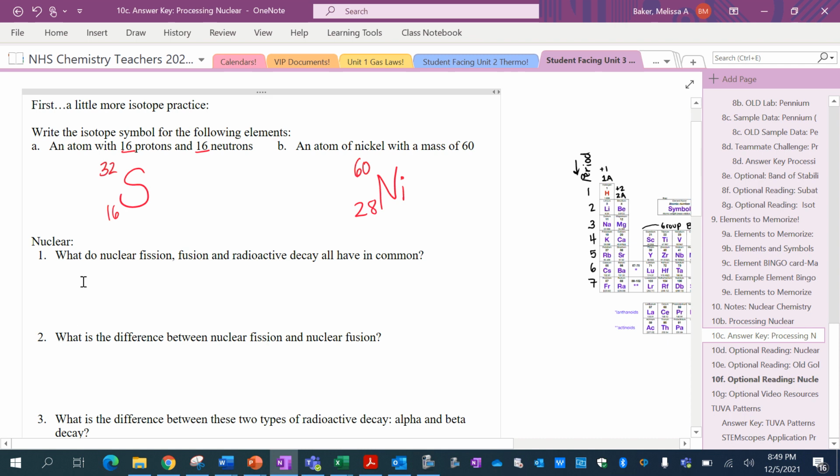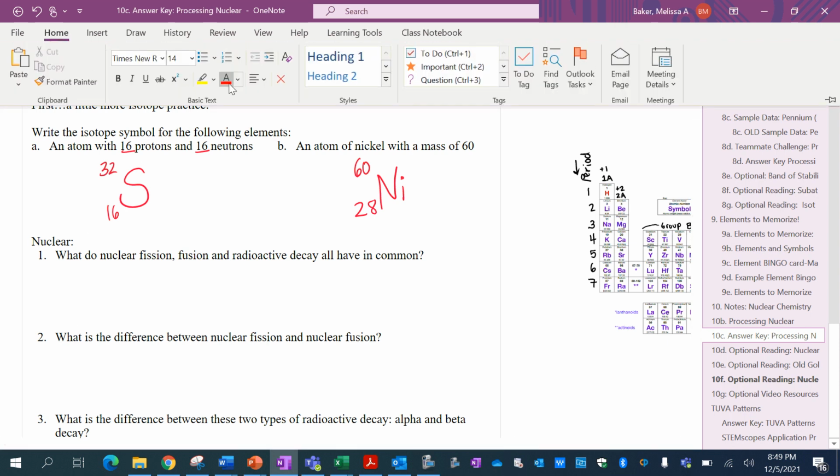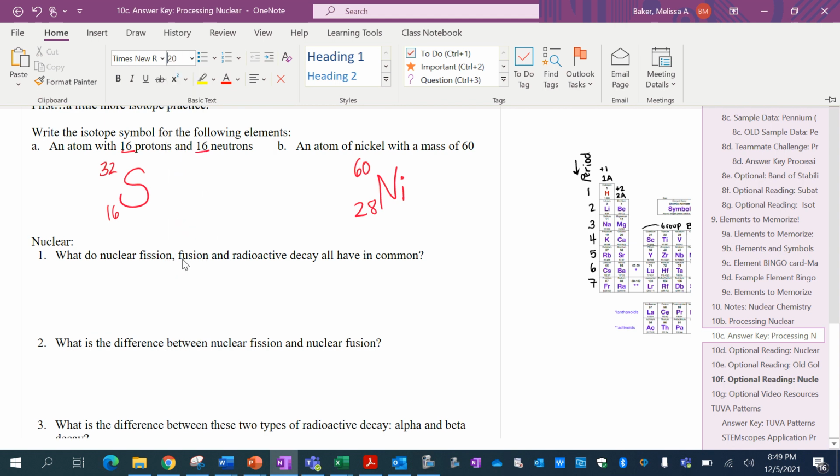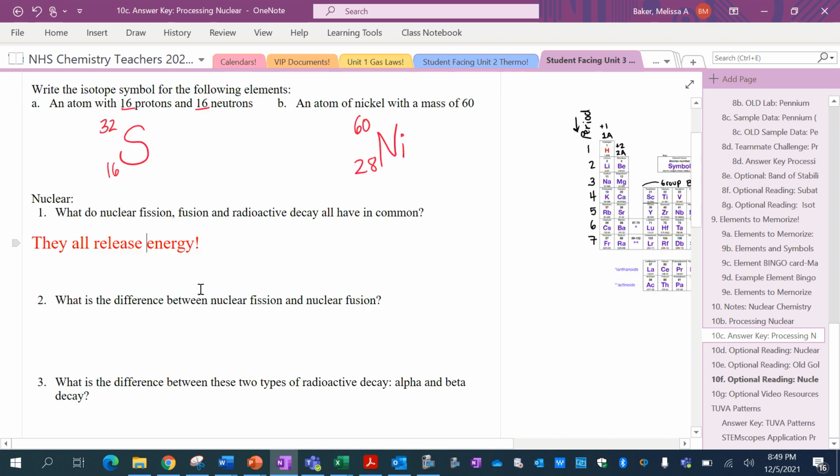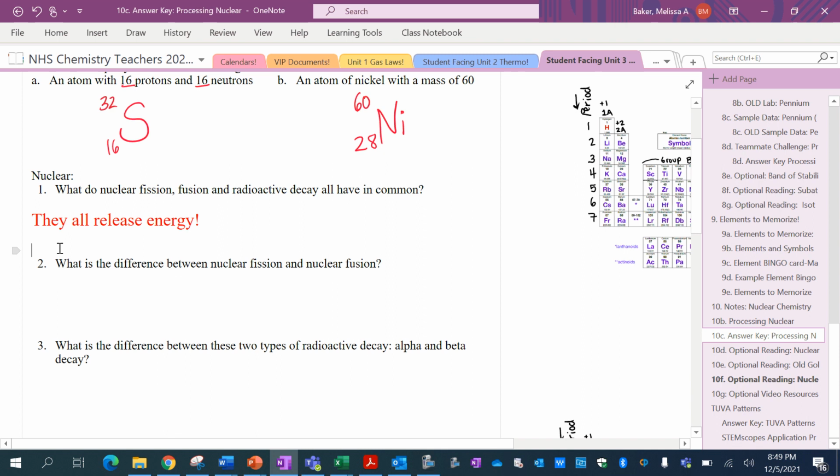What do nuclear fission, fusion, and radioactive decay all have in common? They all release a lot of energy. Maybe I should just say they all release energy, because radioactive decay, I guess, doesn't always release a lot.